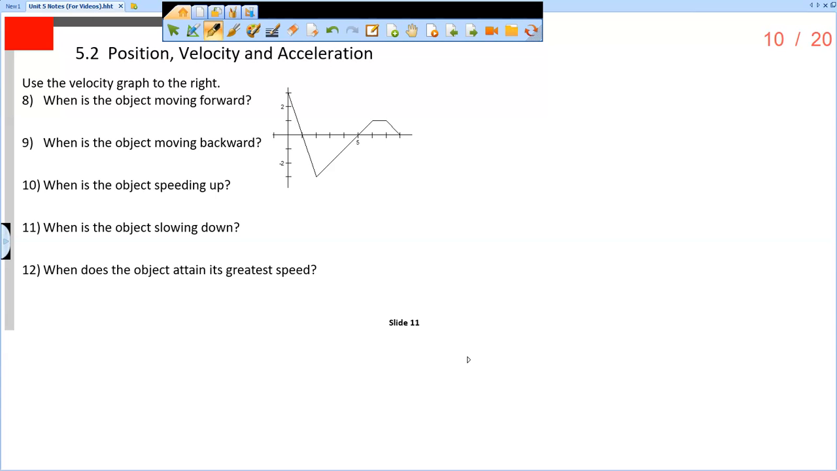This is the video for section 5.2 notes, slides 11 and 12. All right, so it says use the velocity graph to the right. So this is a graph of velocity versus time.